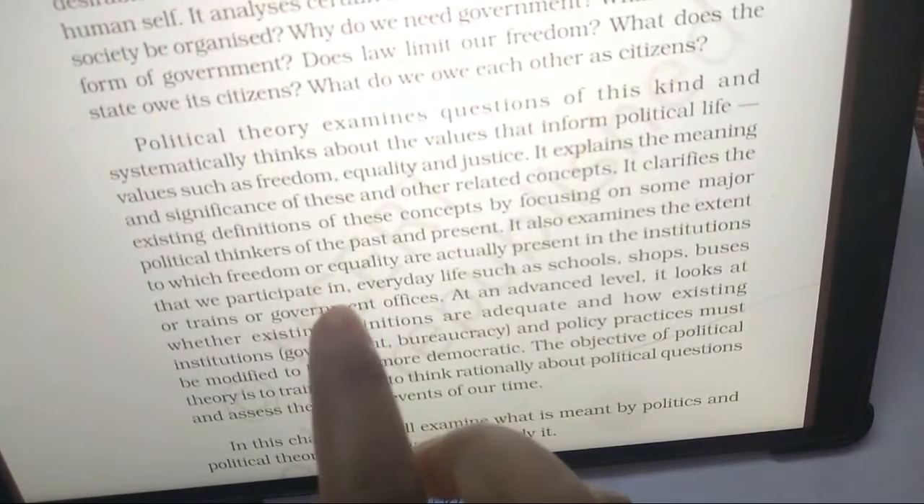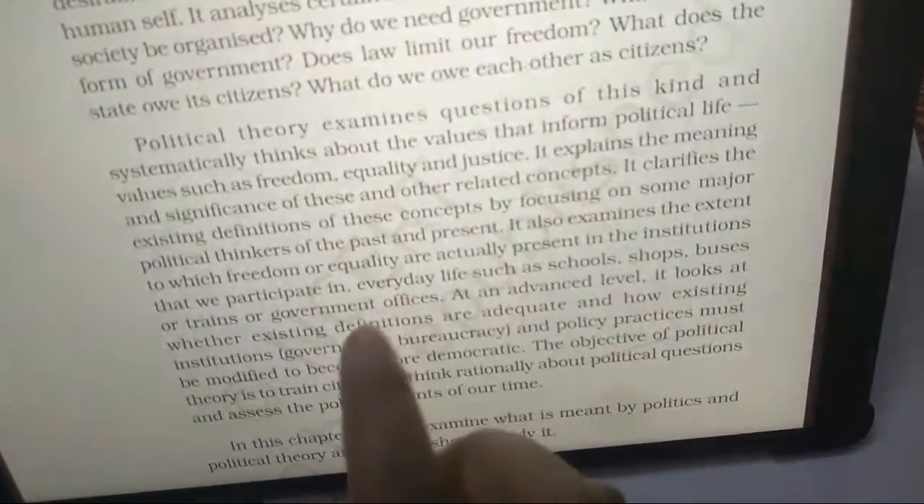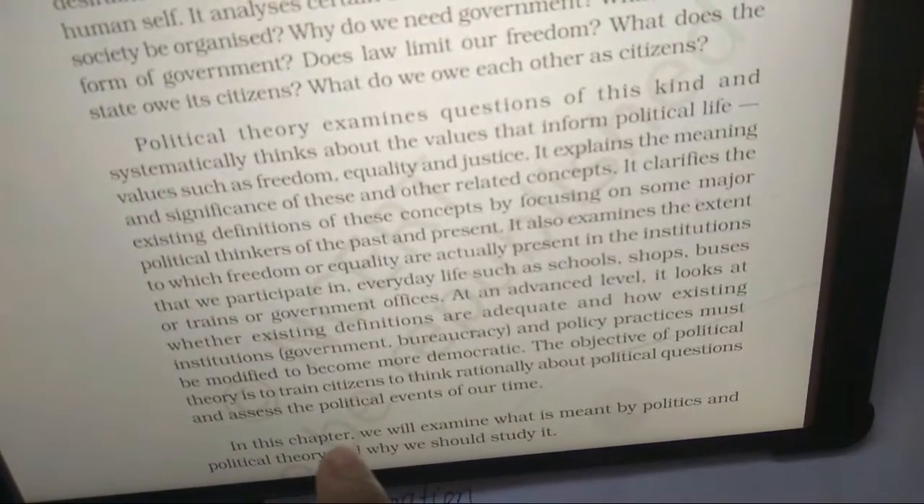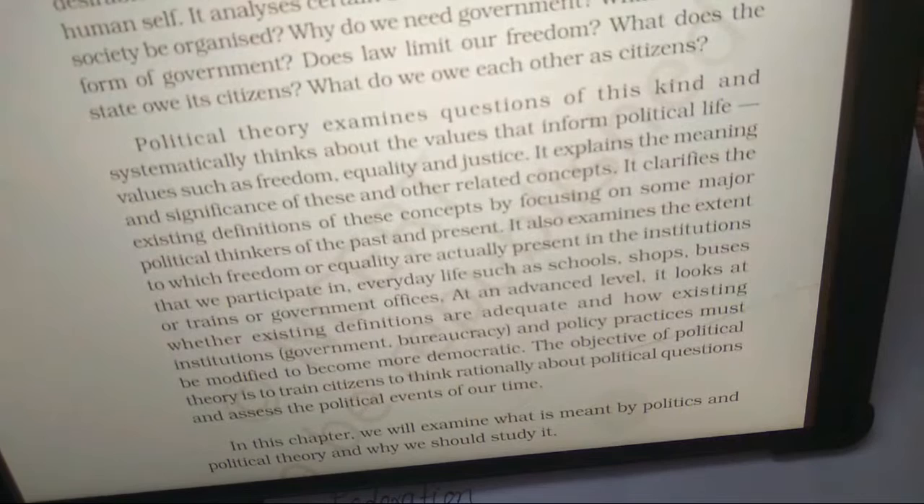Political theory examines questions of this kind and systematically thinks about the values that inform political life. Values such as freedom, equality, and justice. It explains the meaning and significance of these and other related concepts. It clarifies the existing definitions of these concepts by focusing on some major political thinkers of the past and present.